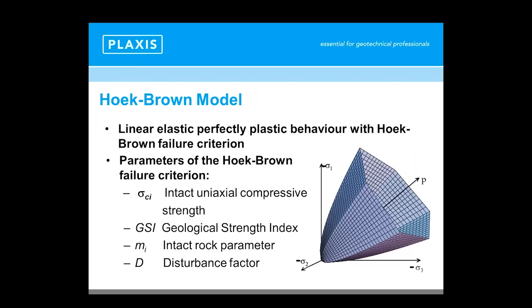So the failure criterion for the Hoek-Brown will be defined thanks to the parameters of the Hoek-Brown failure criterion, which are the intact uniaxial compressive strength, the geological strength index, the intact rock parameter, and the disturbance factor.